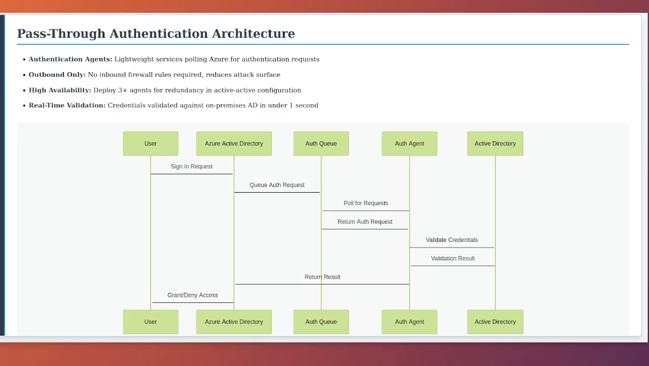The agents operate in an active-active configuration, meaning all agents actively process authentication requests based on availability. If an agent is processing a request, other agents wait for the next available request. This provides both load distribution and redundancy. When deploying multiple agents, they should be installed on different servers to avoid single points of failure.